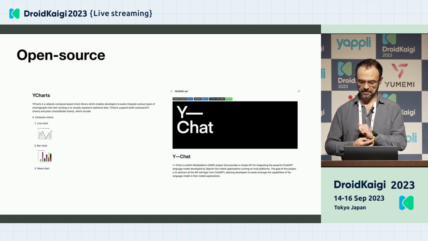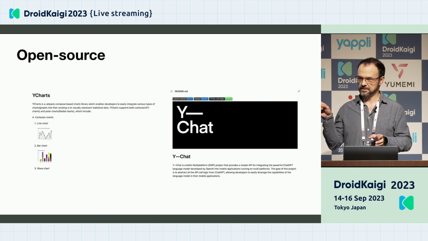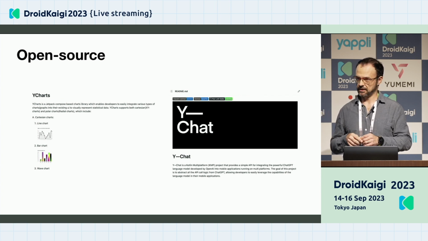And YChat, it's a Kotlin multi-platform library that interfaces with ChatGPT, the API from OpenAI, and the Vertex API from Google.